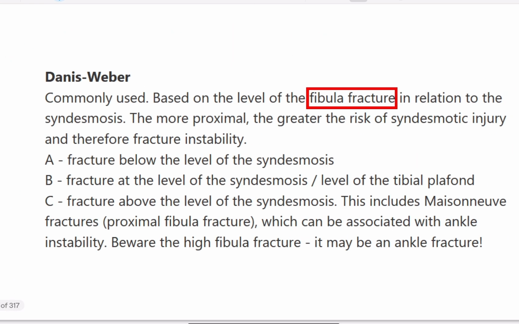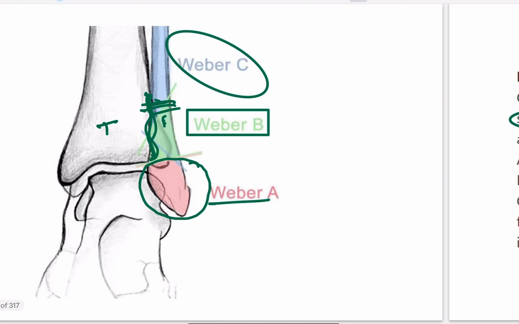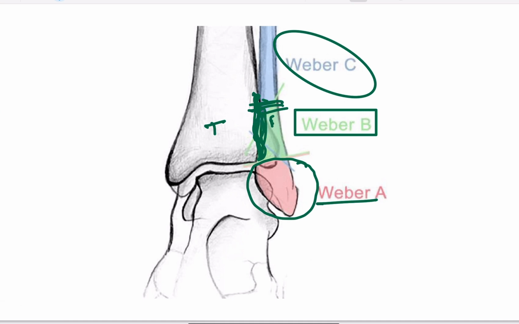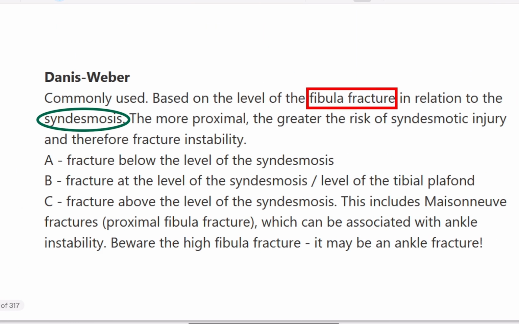So first of all, let's see the Denis-Weber classification. It is a commonly used classification in case of ankle joint fracture, and it is based on the fibular fracture in relation to the syndesmosis. So this is very, very important. What is the syndesmosis? The syndesmosis is a fibrous joint between the tibia and fibula. This area here is the fibrous joint between the tibia and fibula. The more proximal the fracture, the greater the risk of syndesmotic injury and therefore fracture instability.